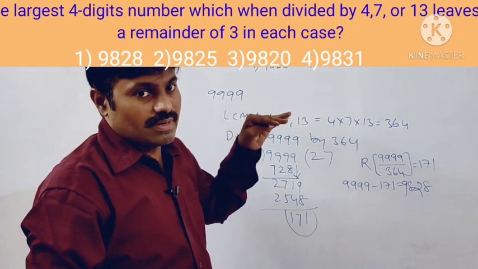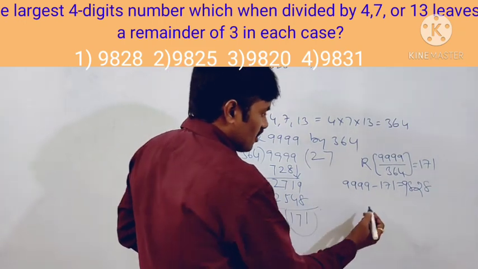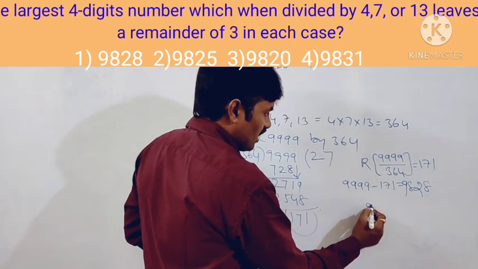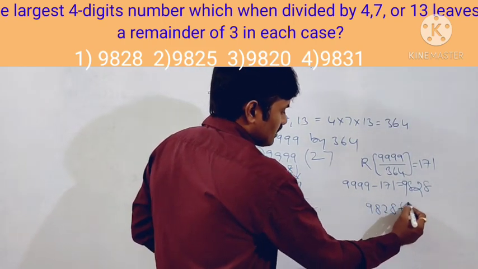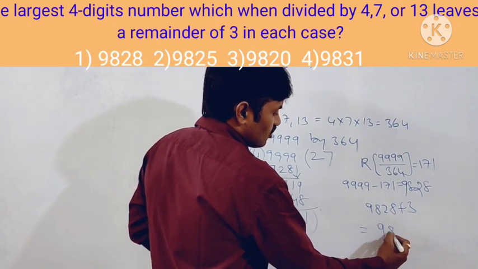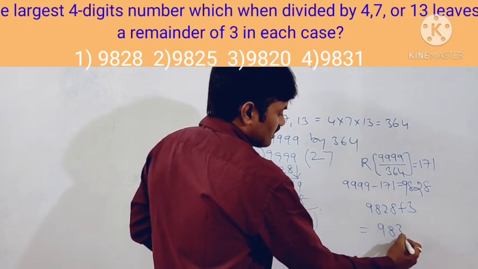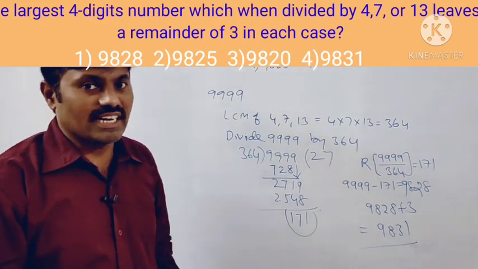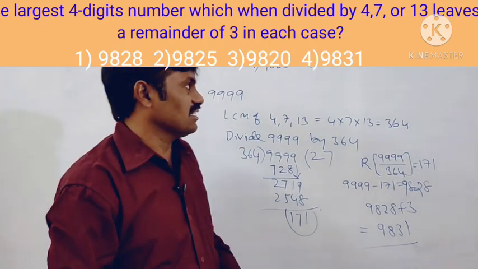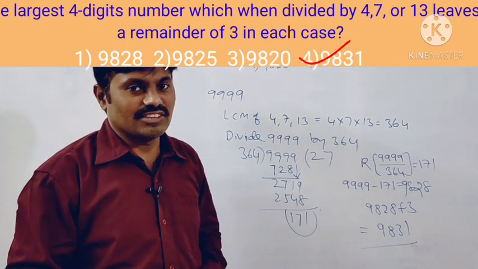Different divisors, same remainder now. So what is our final answer? Here we have to add 3 to this. So 9828 plus 3, our final answer is 9831. Which option is correct here? The last option is correct, 9831.